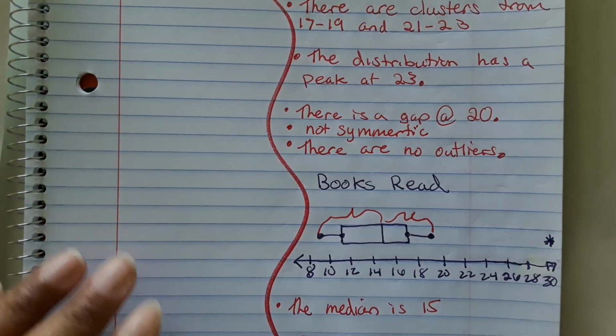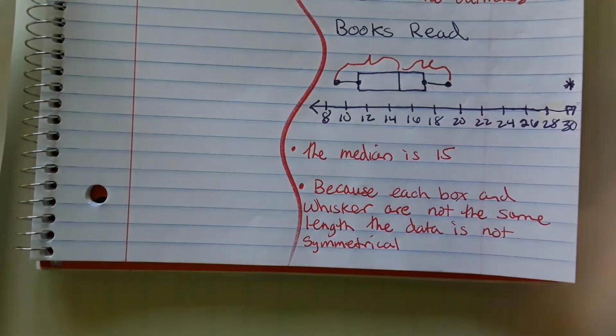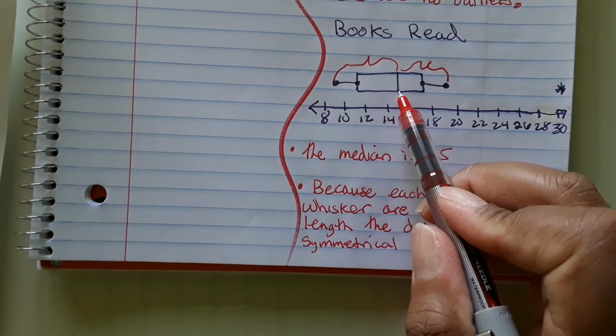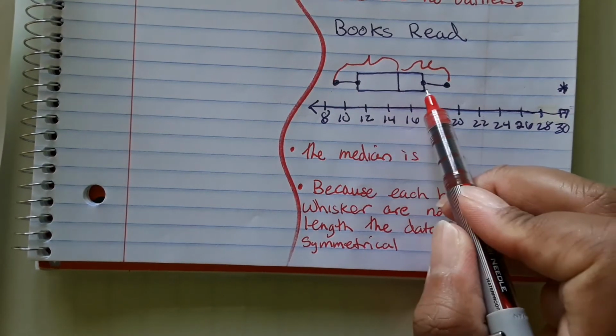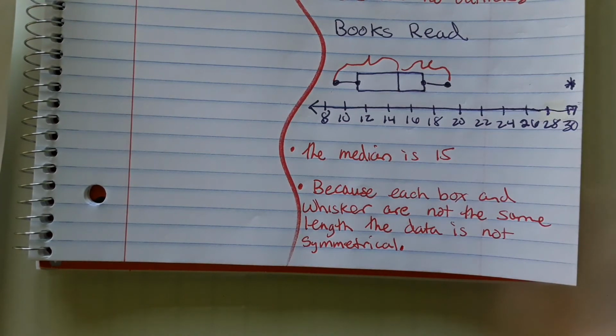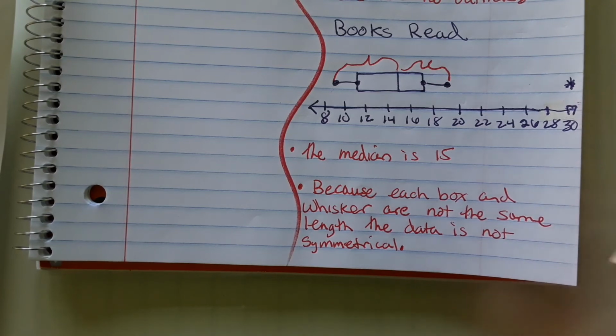So it's not symmetric. All right, but going back to our books read, it's not symmetrical because from this halfway point, this is longer to the whiskers than it is from this halfway point to the other whiskers. So they're not symmetrical. But what we do see over here with this asterisk is that there is an outlier.